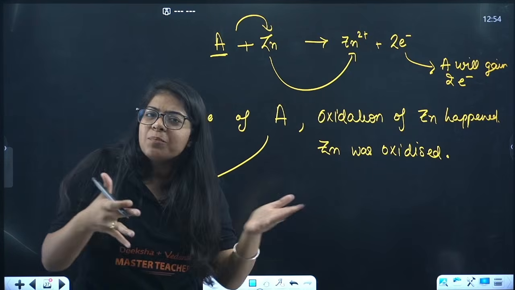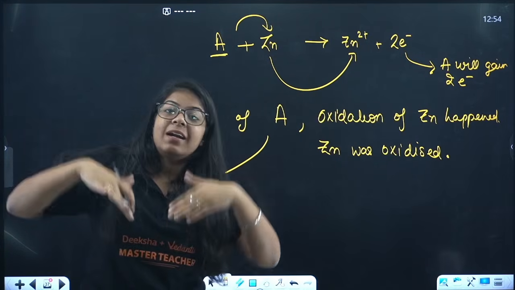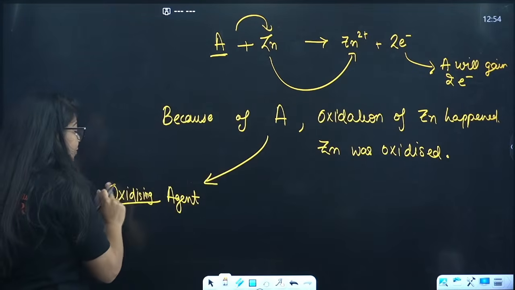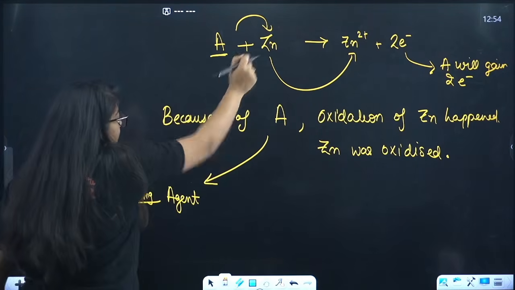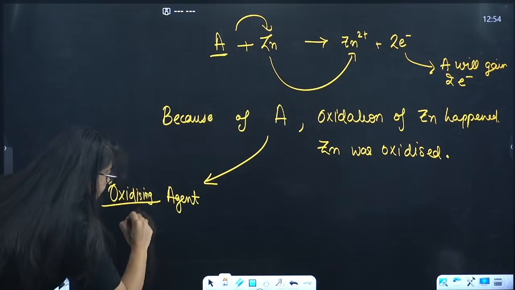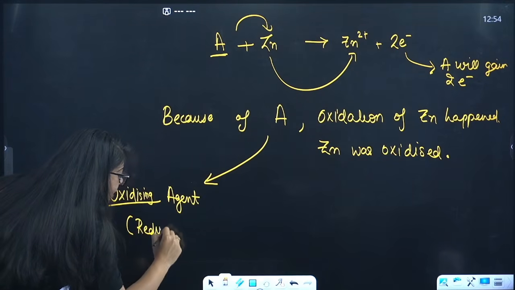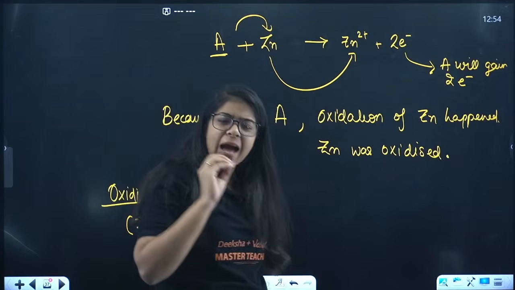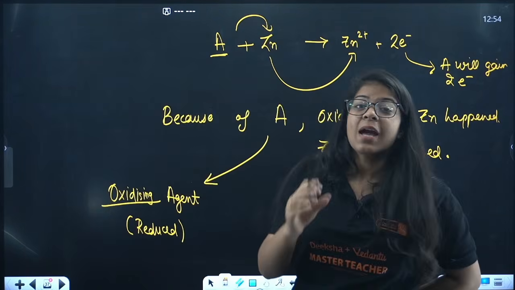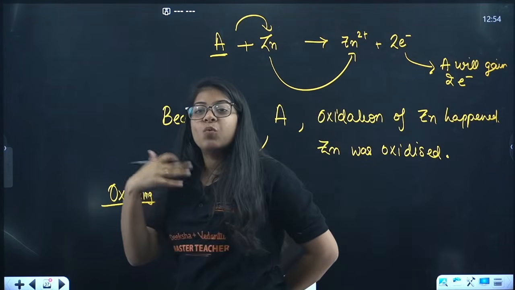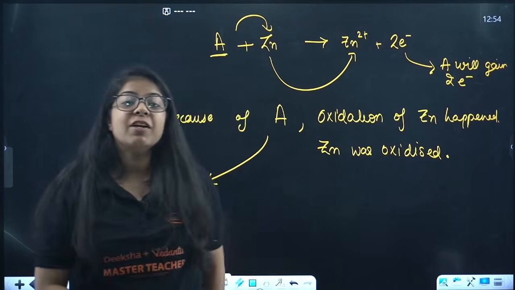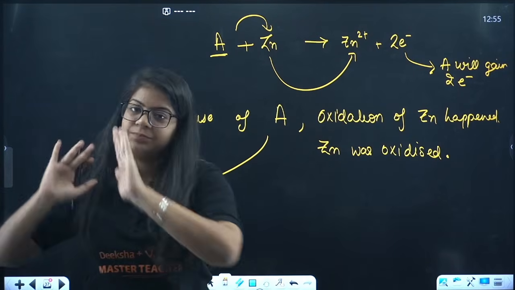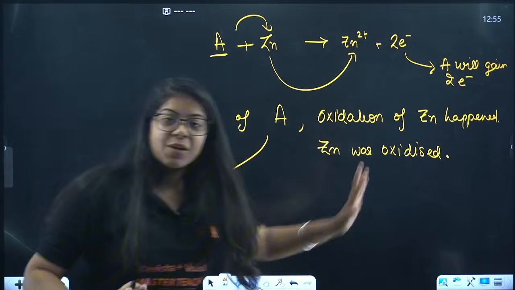Why? What happens when we gain electrons? Reduction happens. So A, which is actually an oxidizing agent. Why? Because it is oxidizing zinc, but itself it is getting reduced. Why? Because it is gaining electrons. Understood? You will have to go through it once or twice, but understood what I'm trying to say. There is a difference between oxidation, oxidizing agent, reduction and reducing agent. Done? And I hope this is clear with all this.